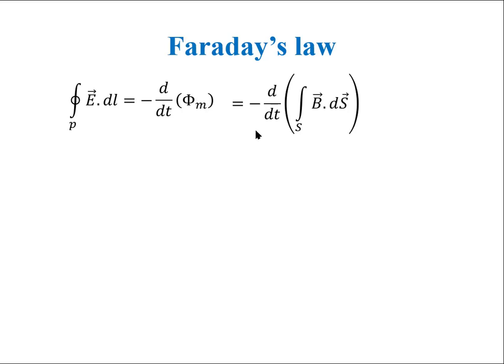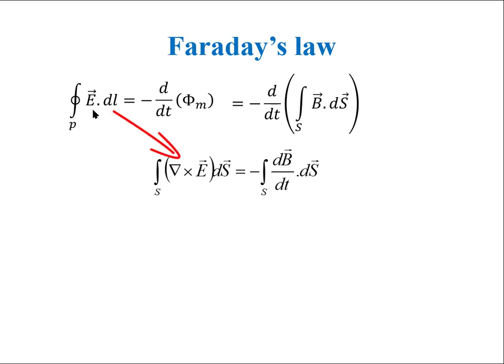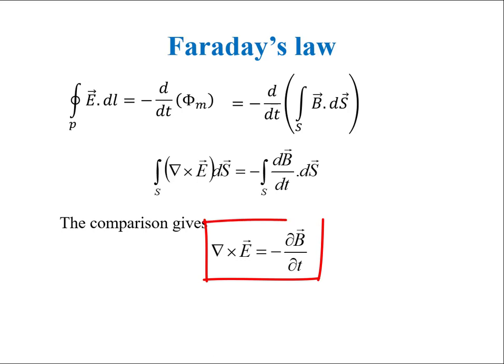Now, like Gauss' law, we can convert it into differential form. And to do so, we use Stokes' theorem to convert the closed line integral of the electric field into the surface integral of the curl of the electric field. And here, the order of differentiation with respect to time and integration with respect to the space coordinates can be reversed. Now the comparison gives del cross E equals minus del B over del t, or the curl of the electric field is equal to minus the time rate of change of the magnetic field.